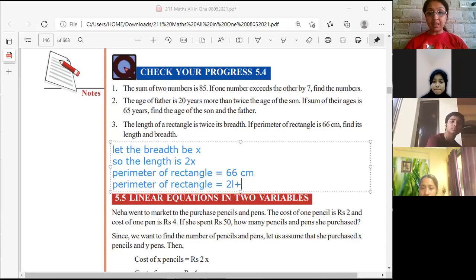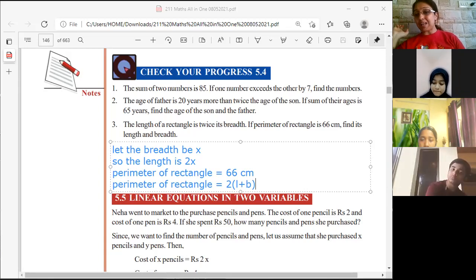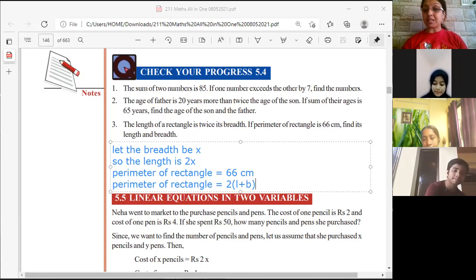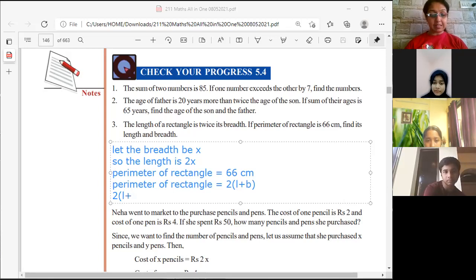Or you can write this as 2 times length plus breadth, which is the same thing. Your W is the width. So width can be the breadth, B. So the formula is the same, 2 times L plus B. Is it very clear till here? Yes, ma'am. They tell me that the perimeter of the rectangle is 66. So I will write 2 times length plus breadth is equal to 66. Do you agree? Yes, ma'am.